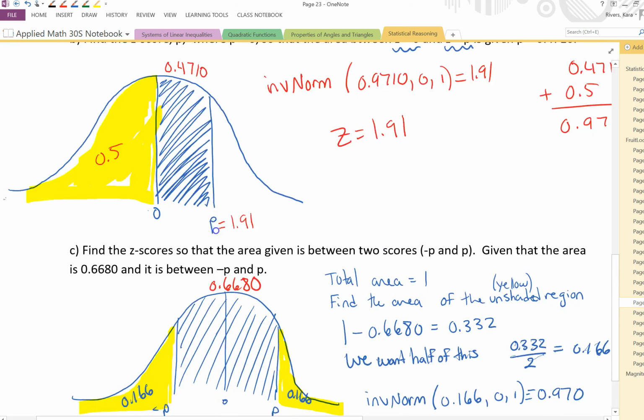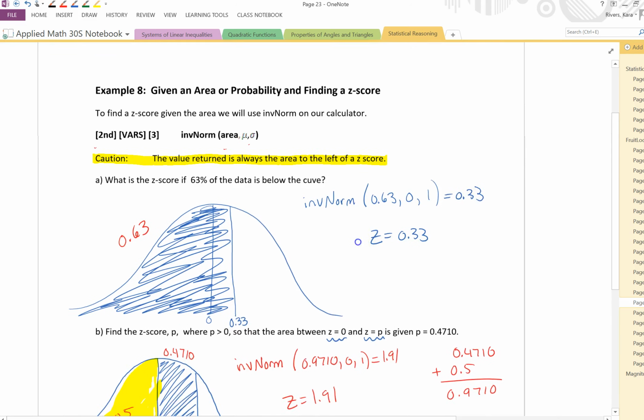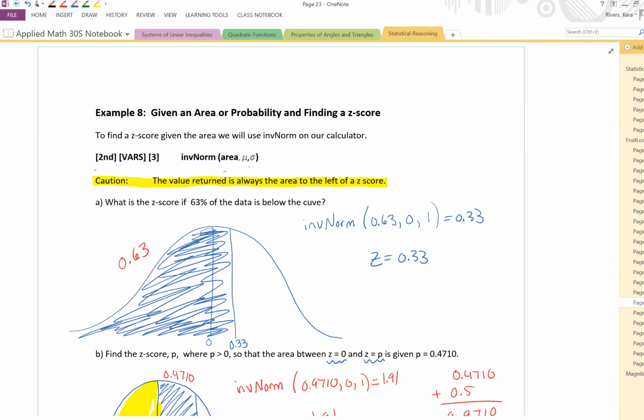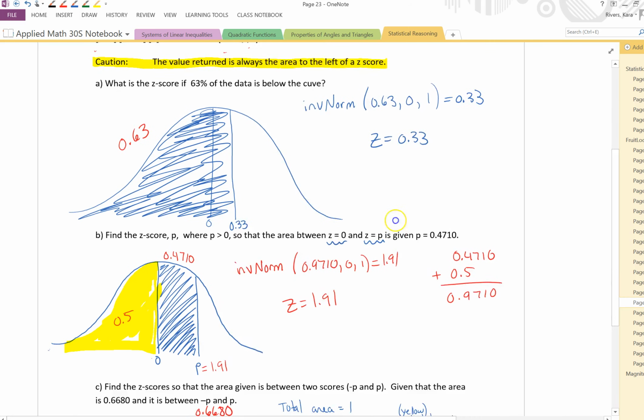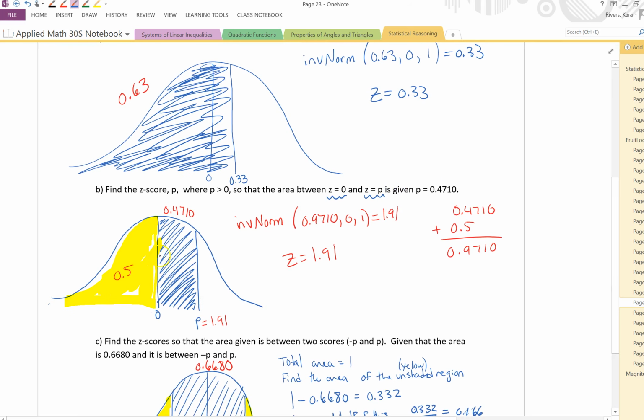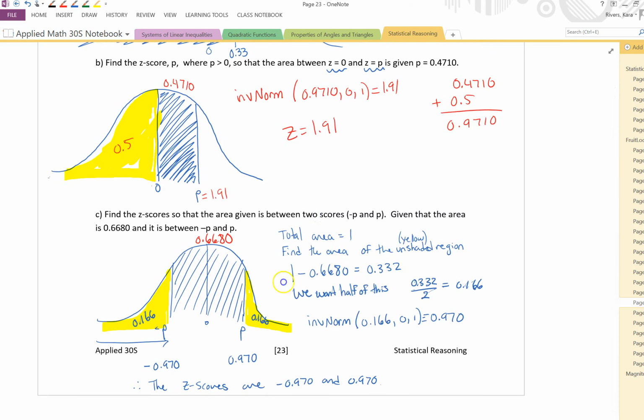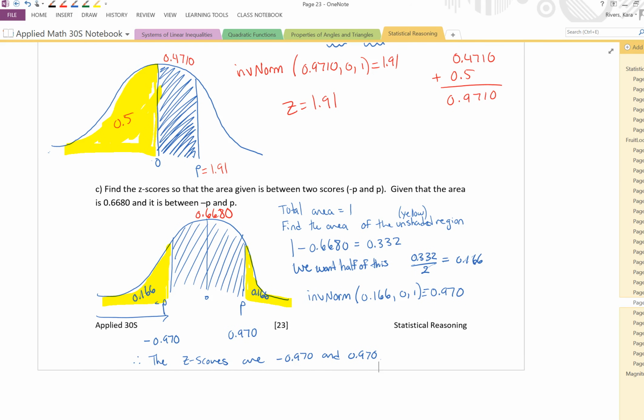So if we just do a quick recap, going back here, what we're doing here is we're given an area or given a probability, and we're finding the corresponding z-score. Remembering that the calculator always reads from the left. So for the first example, we were fine reading from the left. For the second example, we had to add 50% on so that we were getting everything to the right of 0. And for the third example, because it was between two values, we had to subtract from 1 the entire area under the curve, split it in half, and then we were able to read in from the left.